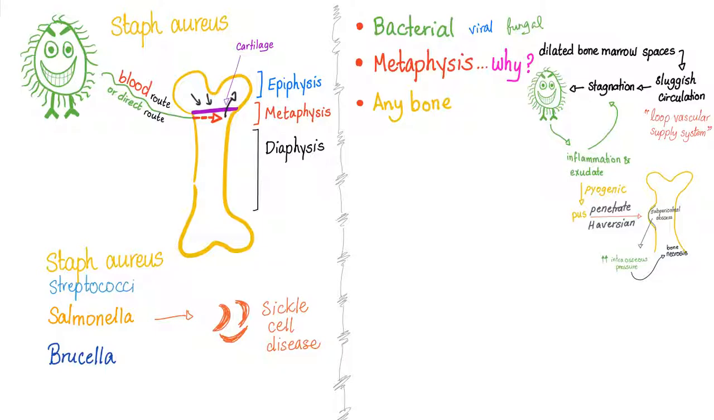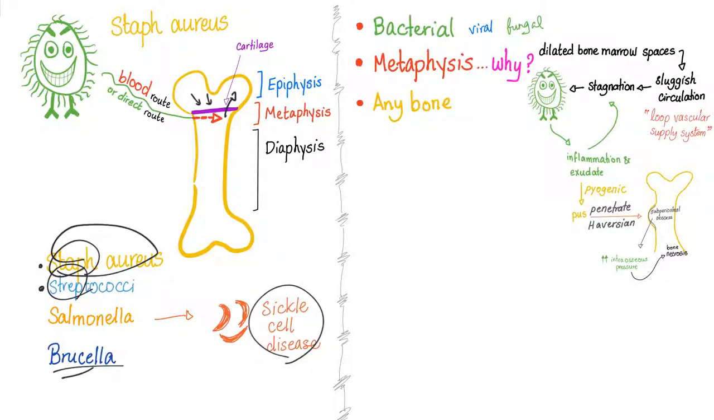What are the most common bacterial organisms that can cause osteomyelitis? Staph aureus is by far the most common one, hands down. Streptococci, so staph and strept, not to be confused with chicken strep. Salmonella, especially in sickle cell disease, it's usually Salmonella paratyphi, and Brucella, not to be confused with Bruce. Is it always bacterial? No, not always, but most of the time. It could be viral, it could be fungal as well.